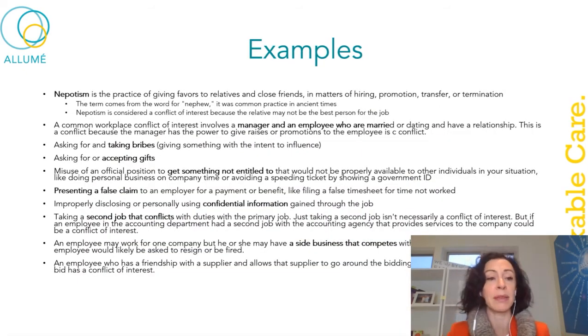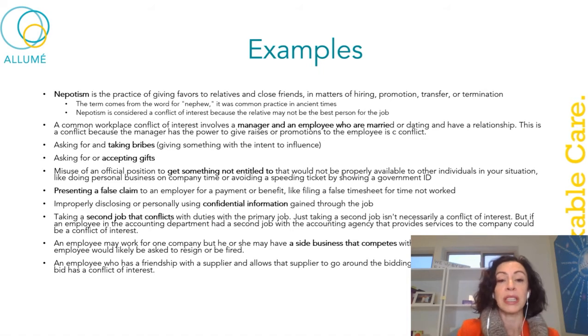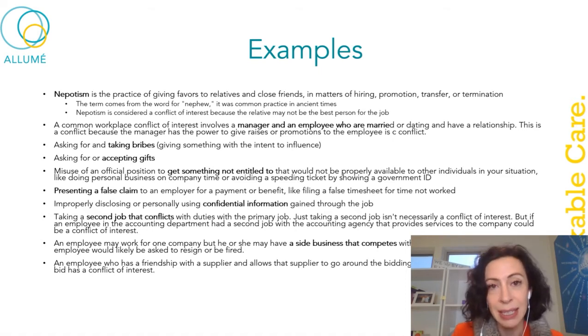Here are some more examples. Nepotism is the practice of giving favors to relatives and close friends in matters of hiring, promotion, transfer, or termination. The term comes from the word nephew. It was a common practice in ancient times to do this. And nepotism is considered a conflict of interest because the relative may not be the best person for the job. So it doesn't mean that we can't hire people who are relatives or close friends, but it means that we have to make sure there's not a conflict of interest, and we need to put structures in place around it to make sure that we avoid potential conflicts of interest.